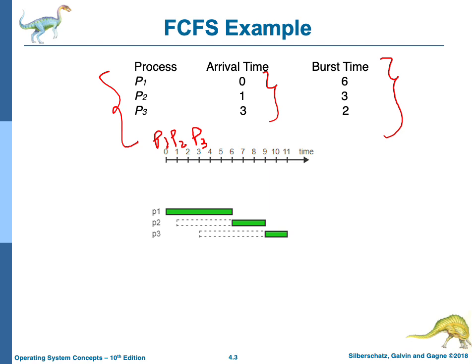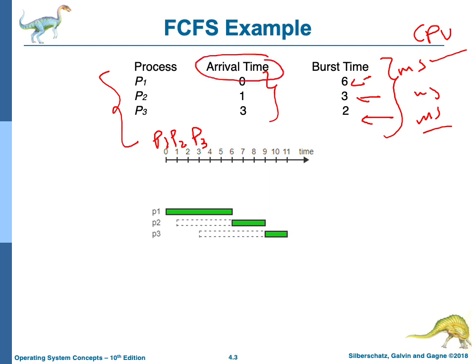P1 is currently requesting 6 milliseconds, for example, and P2 is requesting 3 milliseconds, and the last process, which is P3, is currently requesting to run for 2 milliseconds on the CPU, right? So this is their requirement. This is what these processes are requesting. And again, this is when they arrived.